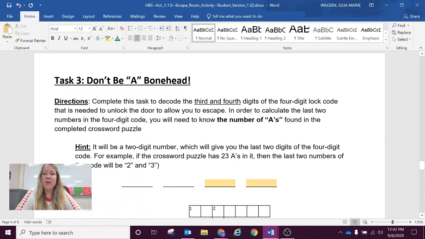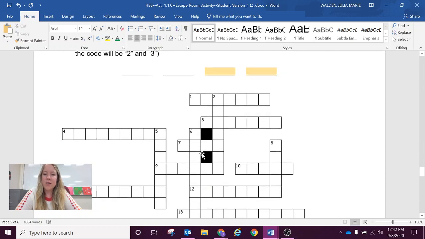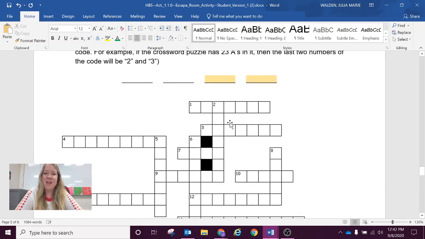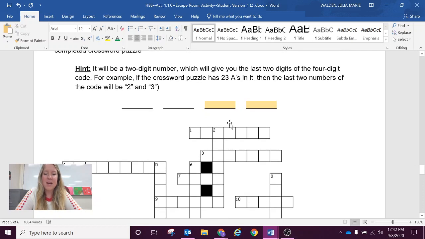Now the last one is straightforward but kind of difficult to do virtually. You're going to answer the questions to fill out this crossword puzzle, and then at the end you're going to count how many A's you found in the crossword puzzle. And so whatever number you get is going to be your last 2 digits because you're going to count a 2-digit number of A's. So again, my example is if the crossword puzzle has 23 A's in it, then the last 2 numbers in your code would be 2, 3.